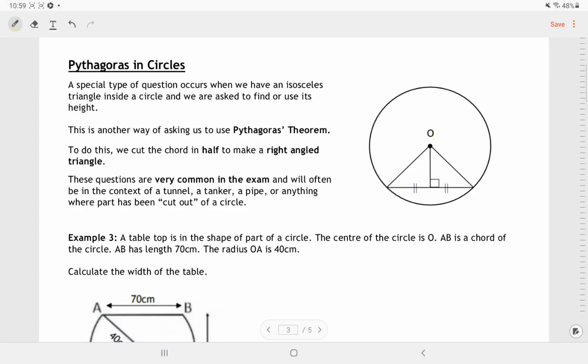Is going to fill in example 3 from the National 5 Pythagoras notes. This example is all about Pythagoras in circles, and as you can see at the beginning of this example, we have got a couple of definitions and a little bit of context for the question.